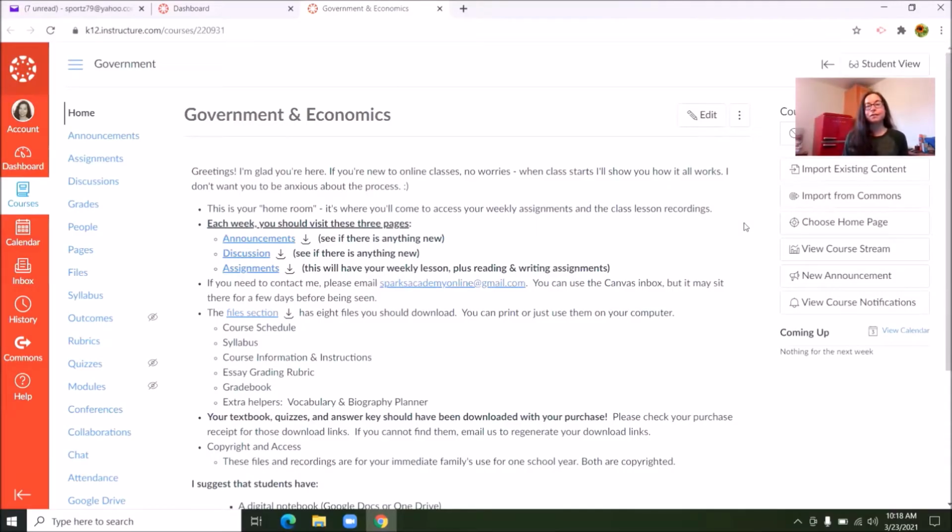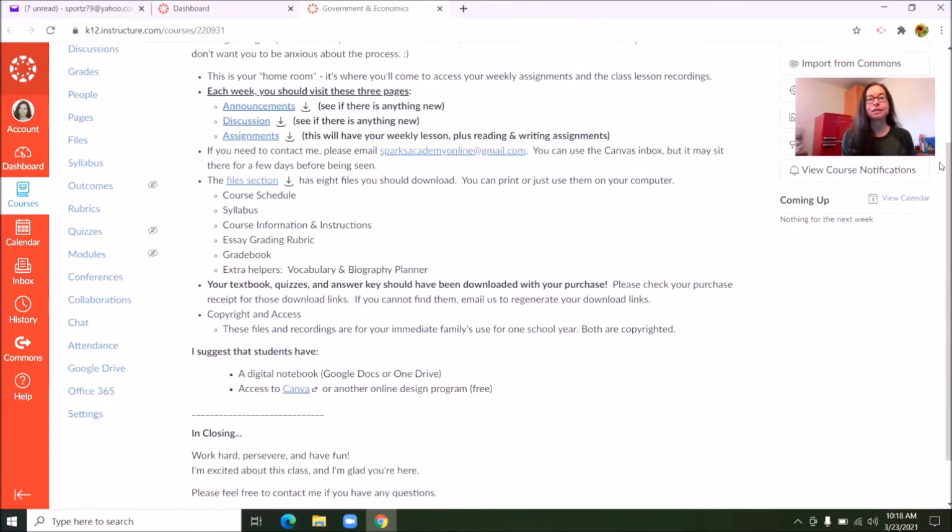Looking inside of a history class, I have pulled up Government and Economics. This is your home page, and this is where they will be able to access announcements, discussion, assignments. There's a file section that has all of these pieces to download. The student textbook and the answer key came in purchase download. So when you purchase the course, that's when you're able to download those pieces. If for some reason you didn't get that download link or you didn't realize it was there, you'll just need to contact us so that we can regenerate your download links.